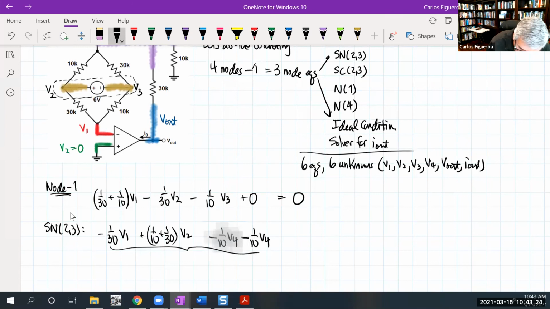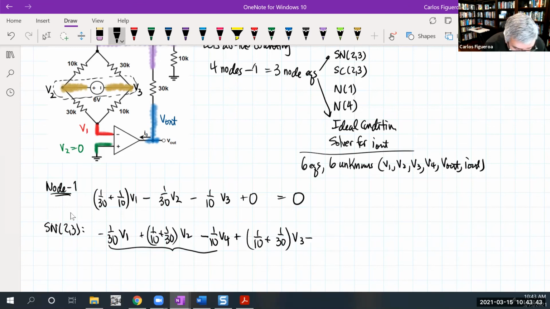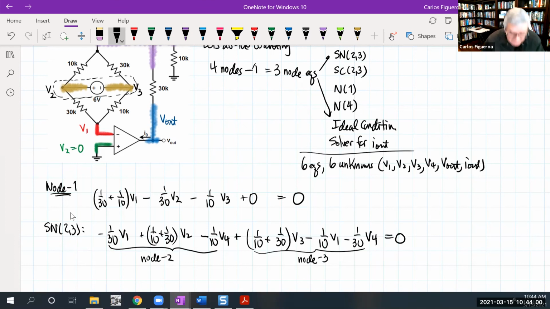So now I have my node V2, excuse me, and then because it's a supernode, I have to do V3. V3 tells me that I have to have 10, 30, V3, and I have 2 mutuals, which would be 10 V1 and 30 V4. This is node 3, and this is node 2, and no current sources, so that's 0. Then I have my super condition.